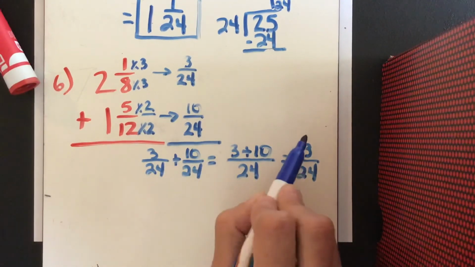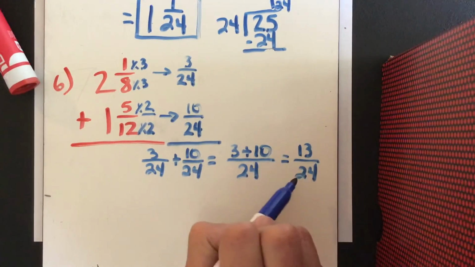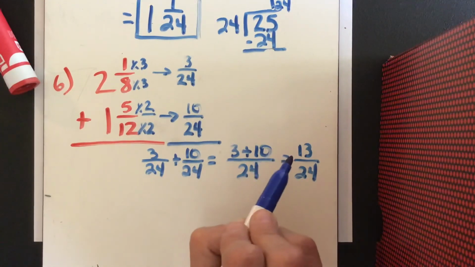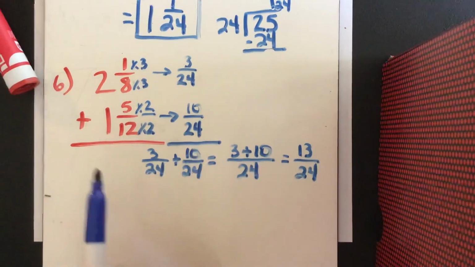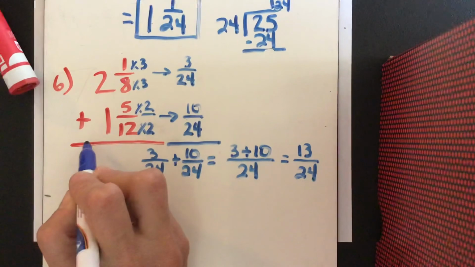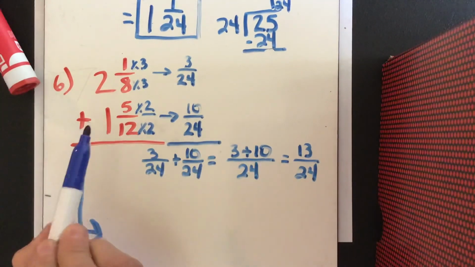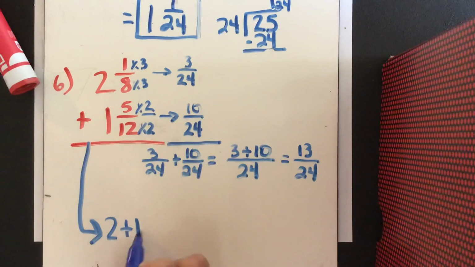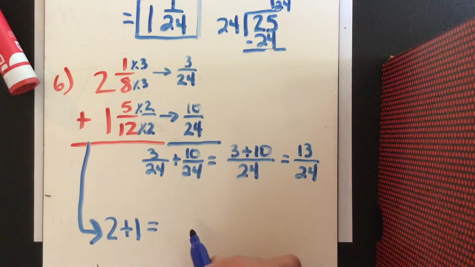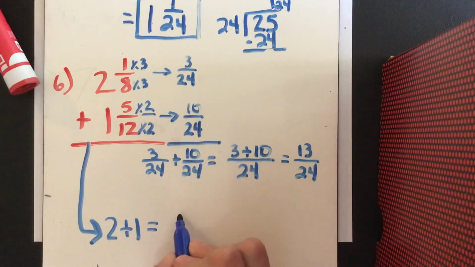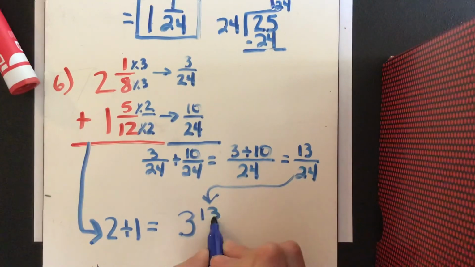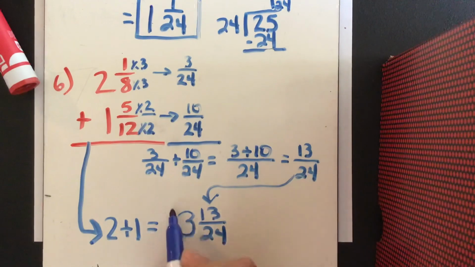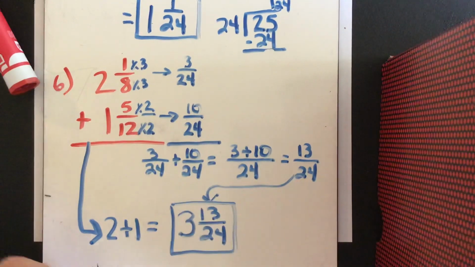Number 4 says simplify the fraction. I'm looking at 13 over 24. 13 is a prime number, so that can't be reduced, so that stays as is. Step 5 says to add or subtract the whole number based on the sign. Well, my sign tells me to add. So 2 plus 1. That's a tough one. 2 plus 1, what is that number? Oh yeah, 3. Just seeing if y'all are paying attention here. 3, and then we add that fraction to it, 13 over 24. And that is my answer.